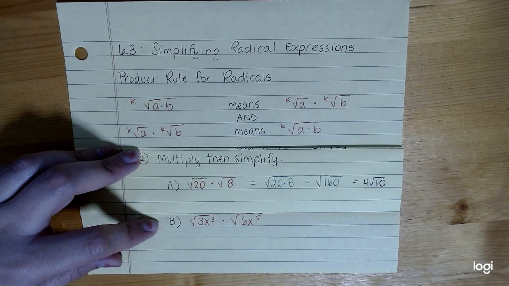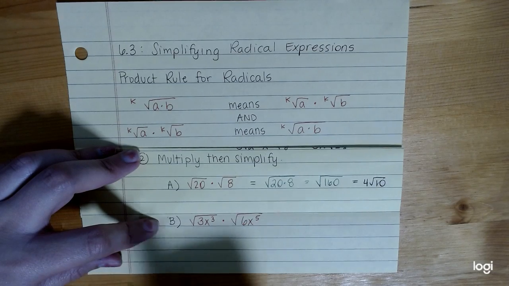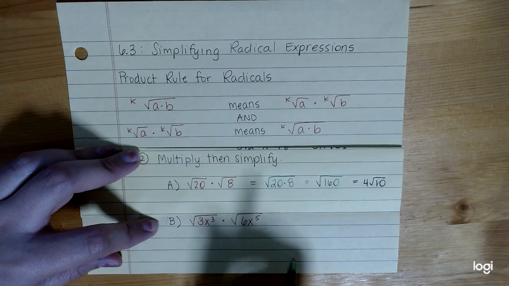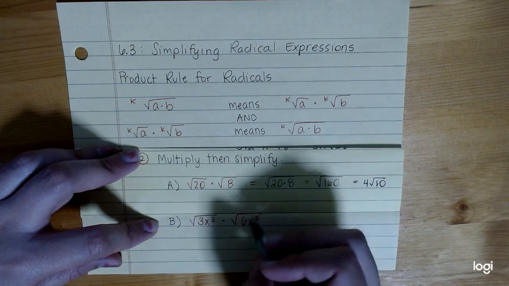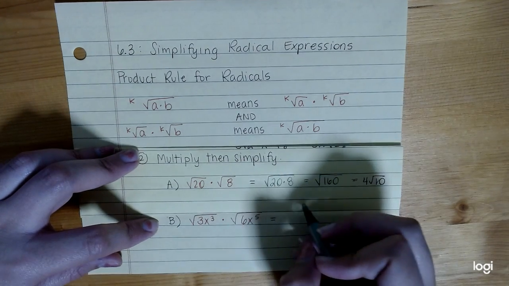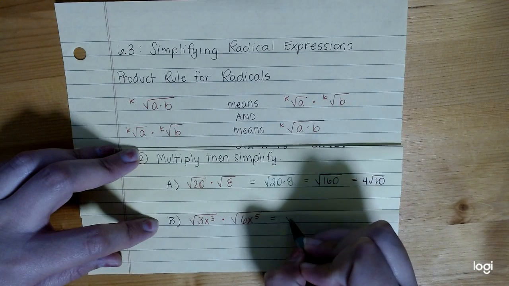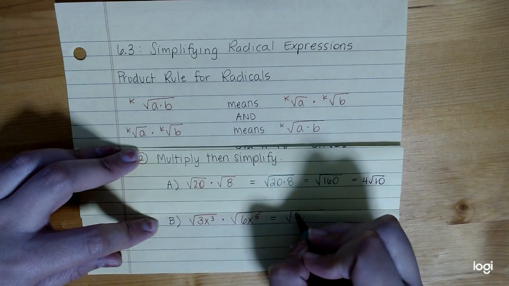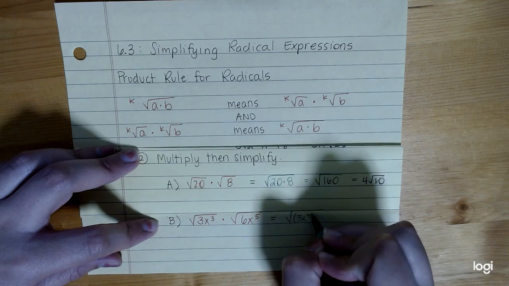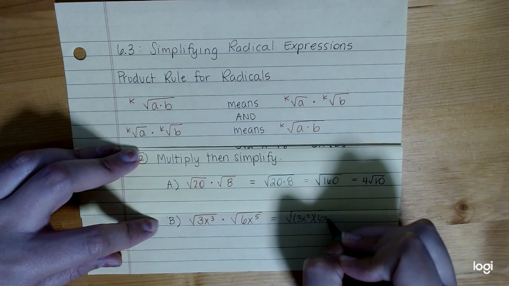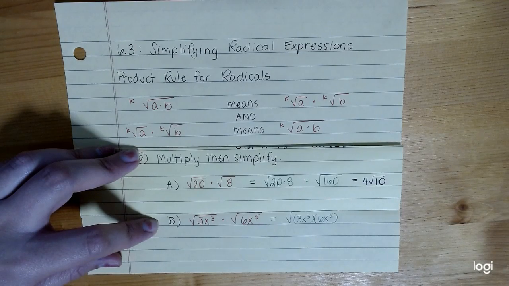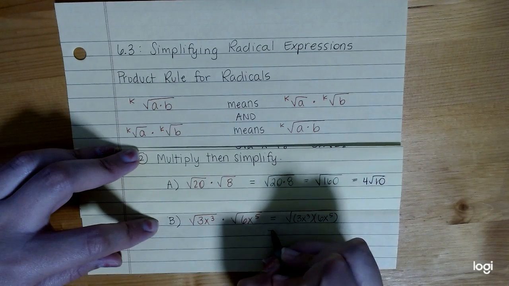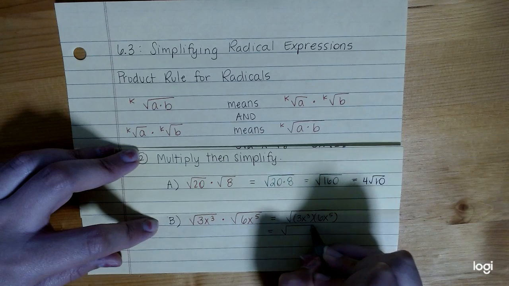All right, now let's move down to B, which is the square root of 3x cubed times the square root of 6x fifth. Again, we are multiplying a square root by a square root, so we can combine that product underneath one square root symbol. So that's going to be the square root of 3x cubed times 6x to the fifth. So we're going to have to use a couple of things in conjunction here.